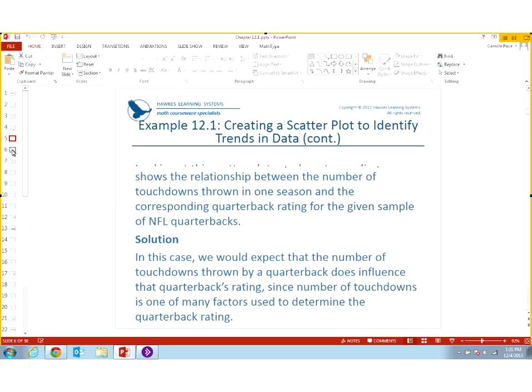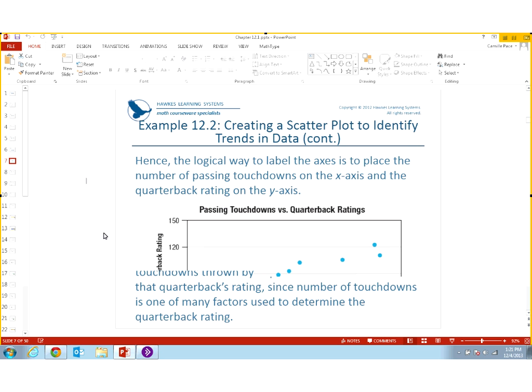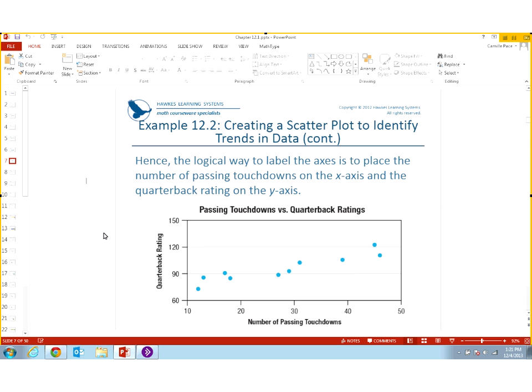So let's look at data in 12.2 that shows a relationship between the number of touchdowns thrown in one season and the corresponding quarterback rating. We'd expect the number of touchdowns to influence the quarterback rating, so we're probably going to see a sharp correlation. I plotted on the x-axis the number of passing touchdowns, and on the y, the quarterback rating. On this graph, you'll see a line is kind of forming. It's going up in a direction.